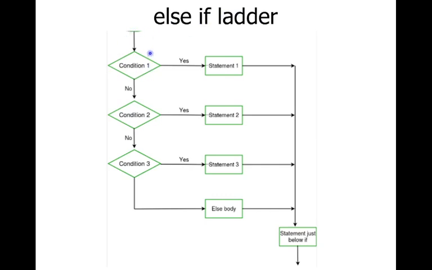This can be drawn in a different manner like this also. We will check for condition 1. If it is true, then that statement will be executed. If it is false, then we will check for another else if condition. If it is false, we will check for another else if condition. Like that, we can go to any number of conditions, and finally there can be an else body. If that else body is not there, then it will go to the statement after it. So this is the if, else if, else.